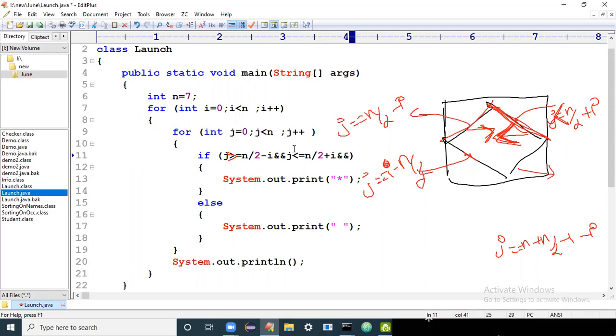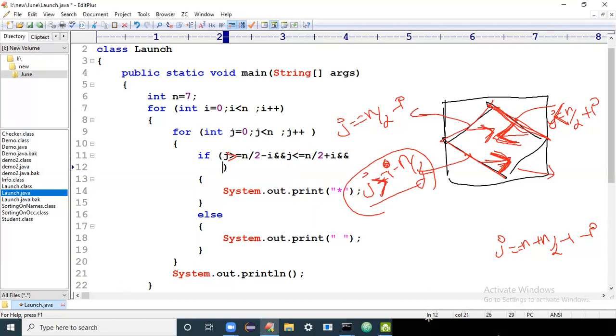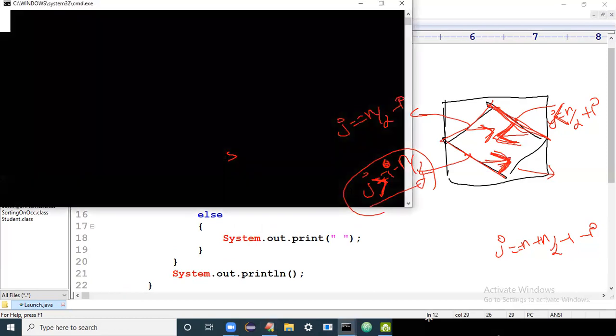So from this line, you have to think now. From this line, should I print left side or right side? I have to print right side. So copy this symbol, go to the line equation and paste it. So j is greater than or equals to I minus n by 2. I'll write in a new line: j is greater than or equals to I minus n by 2. If I compile and execute, let's see whether you'll get output or not.